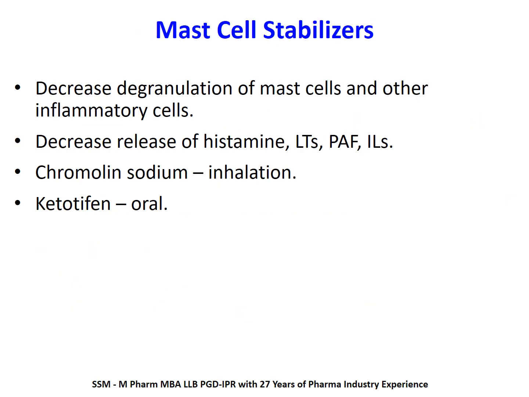Next category of anti-asthma drug is mast cell stabilizers. They decrease degranulation of mast cells and other inflammatory cells. They decrease release of histamine, leukotrienes, platelet activating factor, and interleukins. Examples: cromolyn sodium given by inhalation, and ketotifen.